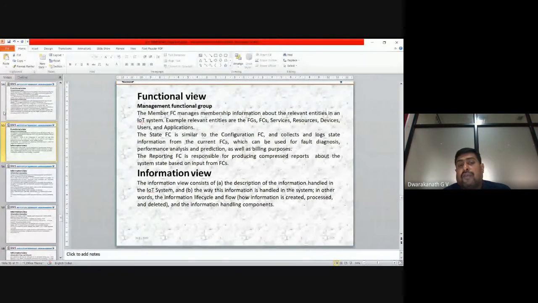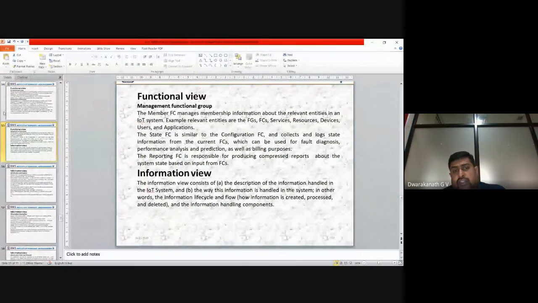The reporting functional component is responsible for producing the compromised reports about the system state based on input from the functional component. It means every 10 days or every week I want a report on how all the functional components are working, whether they are working correctly or not. So any variation in the functional components will be taken into consideration. Now this ends the functional view.